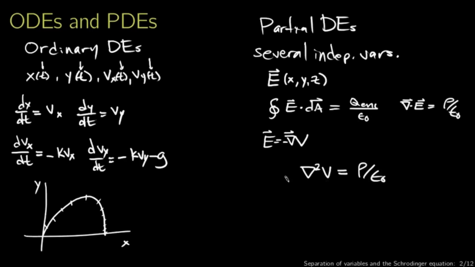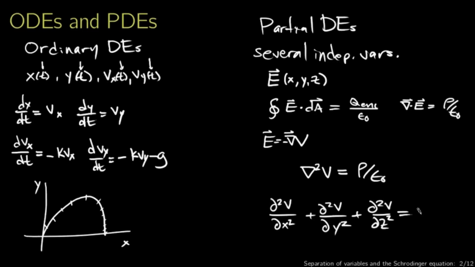What that actually writes out to, if you go through all of the vector algebra, is the second derivative of v with respect to x plus the second derivative of v with respect to y plus the second derivative of v with respect to z, and I've left off all my squareds in the denominator here, is equal to rho over epsilon naught. This is a partial differential equation, and if we had some machinery for solving partial differential equations, we would be able to determine the potential at every point in space. And that would then allow us to determine the electric field at every point in space.